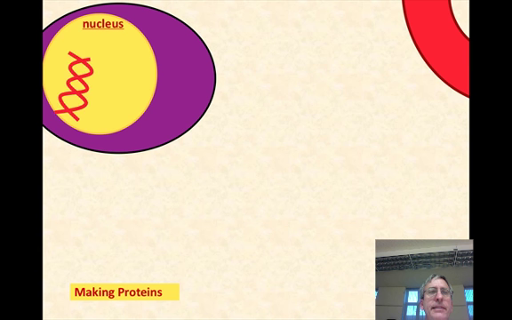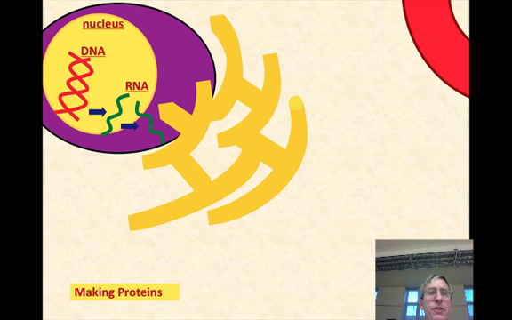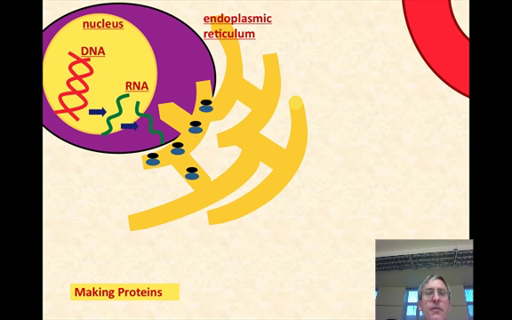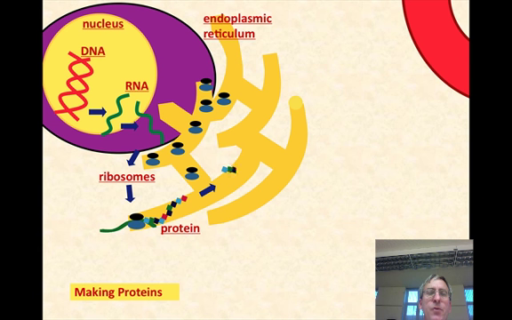I have my nucleus, there's my double helix. One little section of that would be a gene, and that is going to be copied to a smaller single-stranded molecule, my RNA. The RNA is small enough to leave the nucleus through a little pore, and it's going to find its way to the endoplasmic reticulum. And studding the surface of the endoplasmic reticulum are these ribosomes. That RNA is copied, the information is copied, and a molecule of protein is formed.